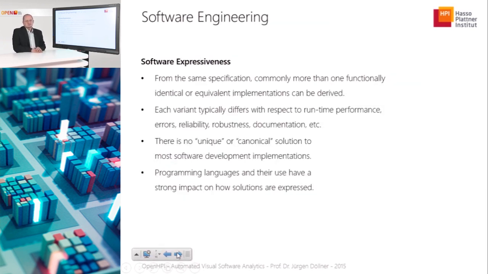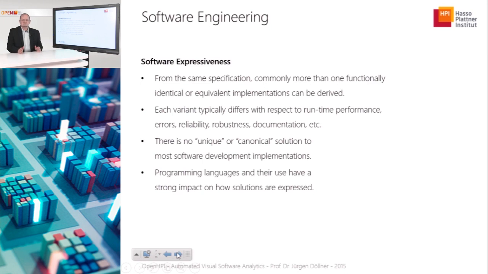At this point we can also ask, what about the nature of software development? It's faced by expressiveness. What does this mean? It's a phenomenon in software development, in contrast to traditional engineering disciplines, that for the same specification you commonly get more than one functionally identical or equivalent implementation. If you would construct, for example, a bridge, you would expect that for a given specification of the bridge, there is exactly one way to realize this project.